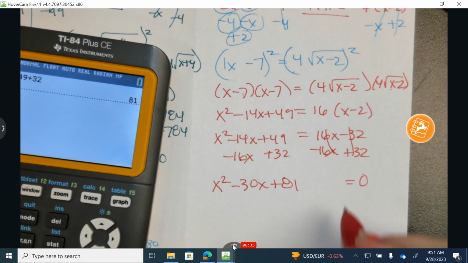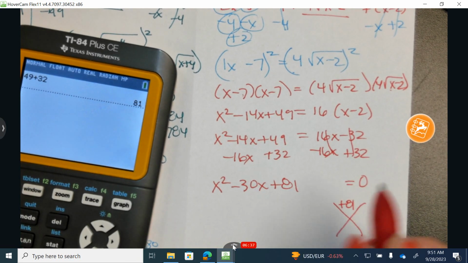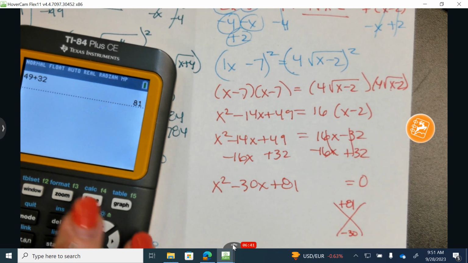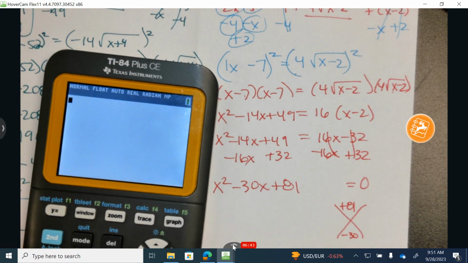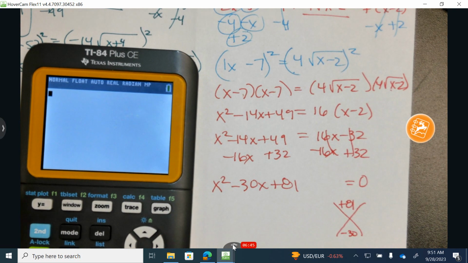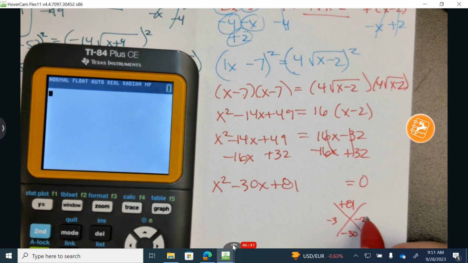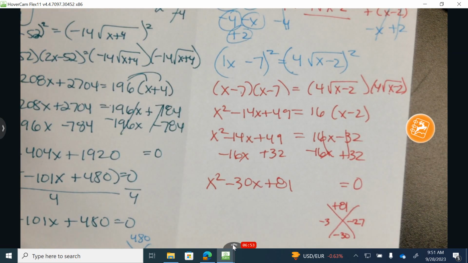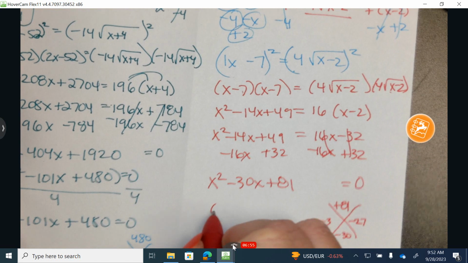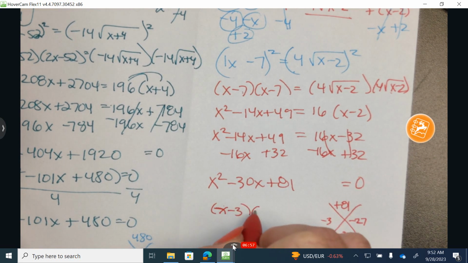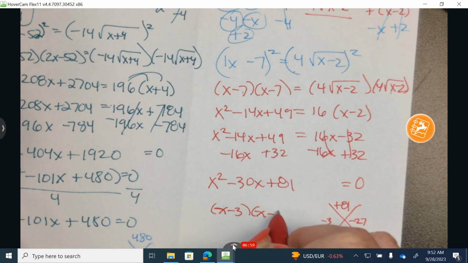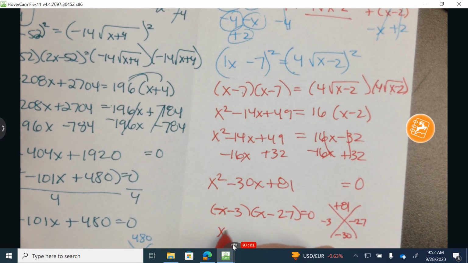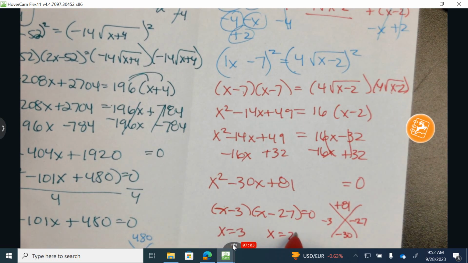Let's see what we're capable of doing here. What multiplies to 81 and combines to give us negative 30? Let's check and see here. I'm not exactly sure what we could do. Maybe negative 3 and negative 27. Let's check. 3 times 27 is in fact 81, and it combines to give us the negative 30. So I have x minus 3, and I have x minus 27. So one answer is 3, one answer is 27.